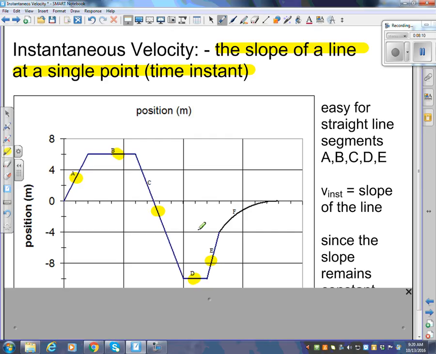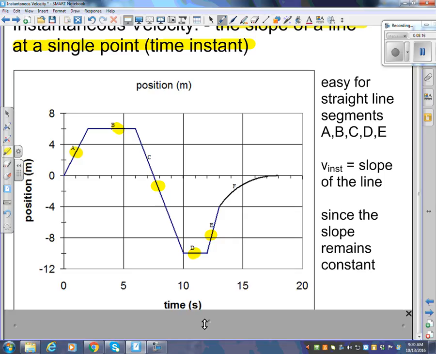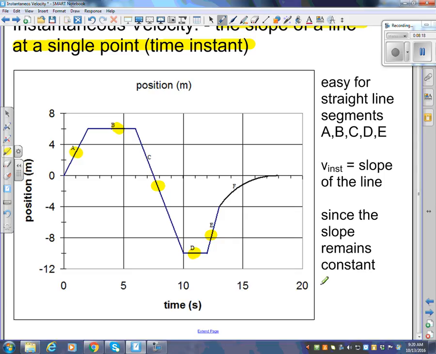Okay? But what do we do? So V inst is the slope of the line for a straight line segment. And since the slope remains constant, that's why that's true. But the question is, what do we do when it's curved? What do you think you do? Any ideas? Now it looks to me, I'm just looking here, it looks to me like you have to fill that in there over on the right? Okay? So it's easy for straight line segments A, B, C, D, and E. The instantaneous velocity is simply the slope of the line, right? Since the slope remains constant. If you want to jot that in, you can.